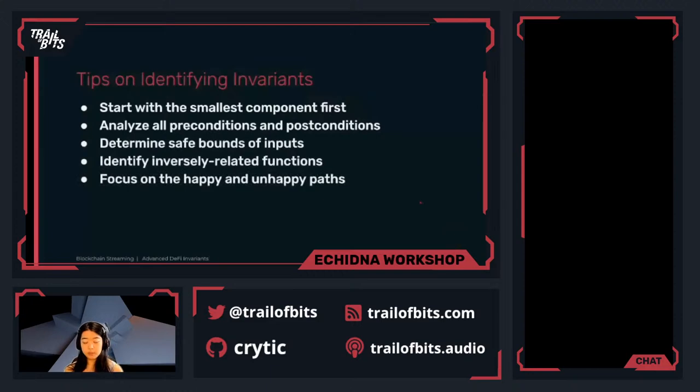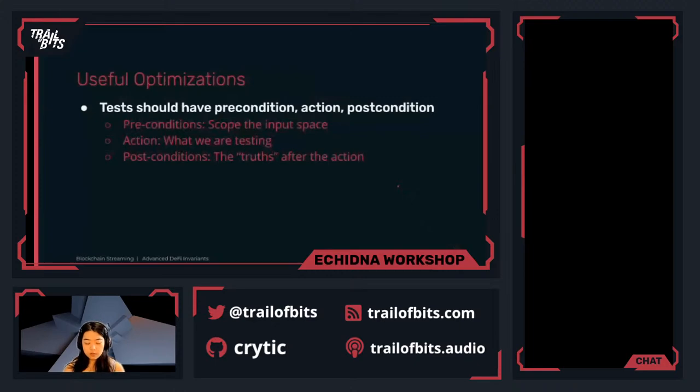And another thing that helps is focusing on the happy paths and the unhappy paths. So what is expected within the system? To start off with, I did mention tests should always have the precondition, the action, and the postcondition. The precondition allows us to scope out the input space, so we know what is the expected safe range. The action tells us what we are testing, and the postcondition tells us what's true after we actually execute that specific action.